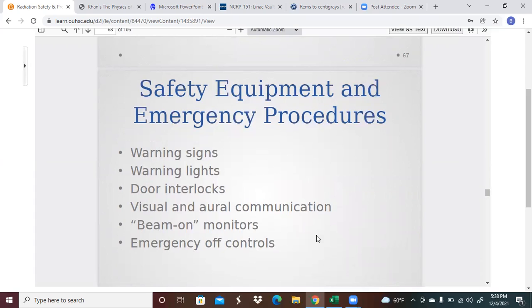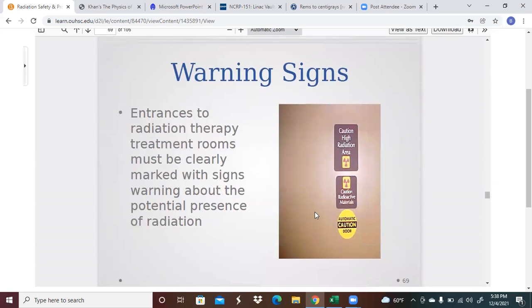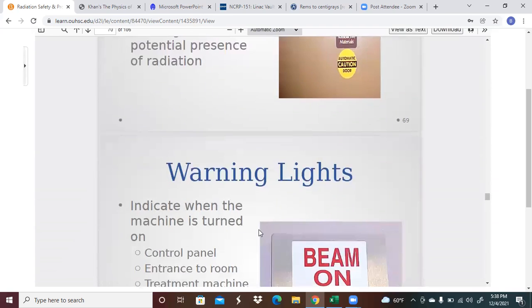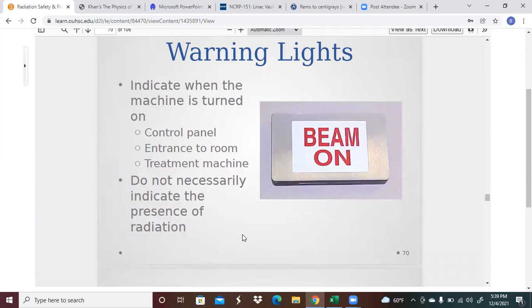So what do we use in the clinic? We use warning signs, lights, door interlocks, visual and oral communication, beam on monitors, and emergency off controls in case something gets out of hand. What are the warning signs? Entrances to radiation therapy rooms must be clearly marked with signs warning about the potential presence of radiation. Even if nothing is on, you need to have that there. Let's say the cleaning crew comes in or whatnot, and you need to tell them, hey, be careful in this particular room. That's a good way to do it.